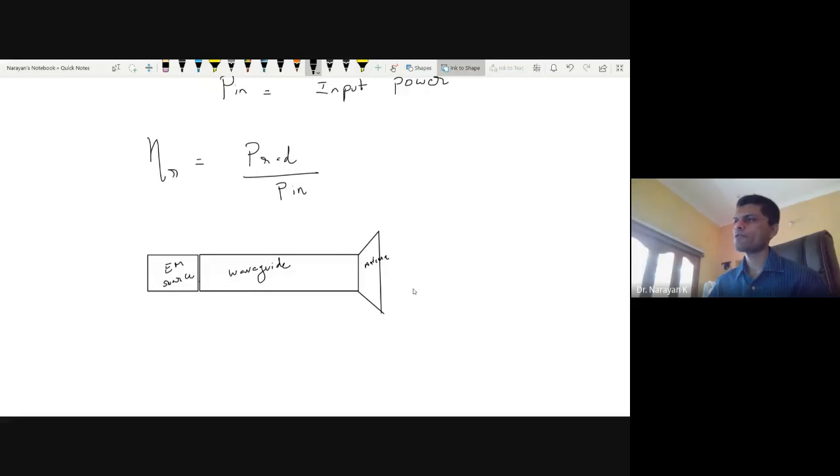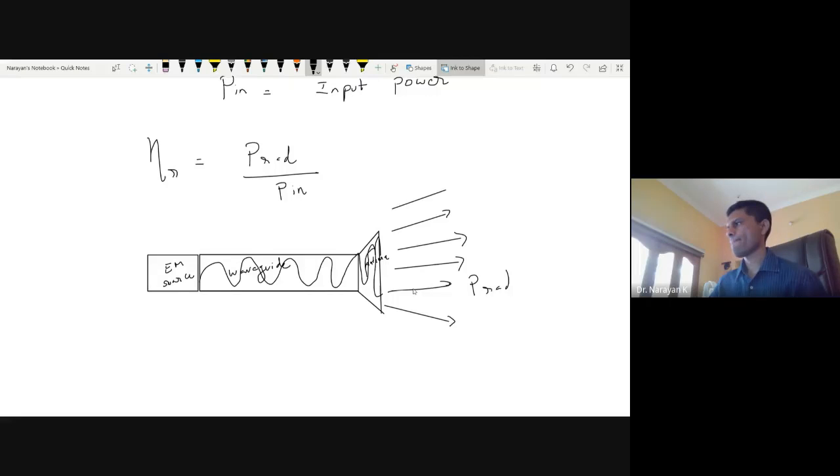So from your EM source, your wave goes through your waveguide where the wave is guided. Then it goes to the antenna. So from here it is getting radiated. So this is your power radiated. This is your input power to the antenna. See, till here, this is the guided medium. From here, it is going to the free space. So there is going to be some loss here.